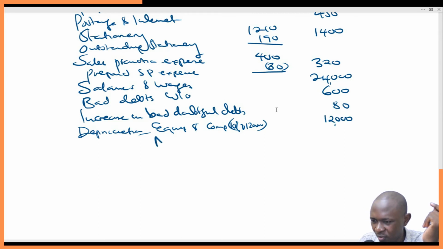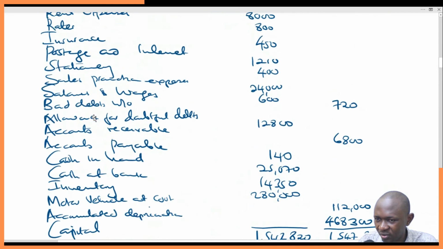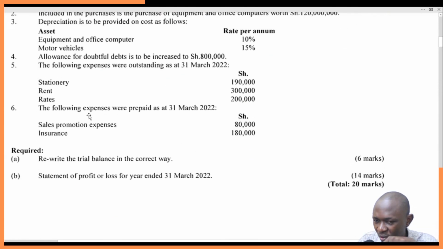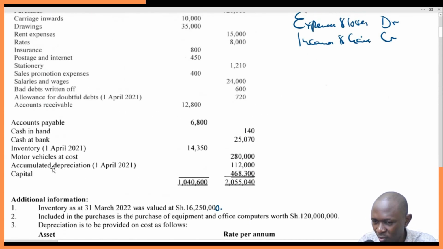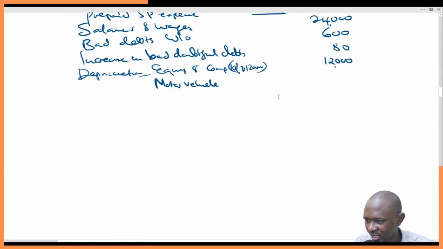And then now we have motor vehicle. They have said it's depreciating at 15%. So 15% of, let's go to motor vehicle. Remember, they're talking of cost, not written down value. The moment they talk of cost, pick this one. So it's 15% of 280,000, which is 0.15 times 280,000. That gives us 42,000.